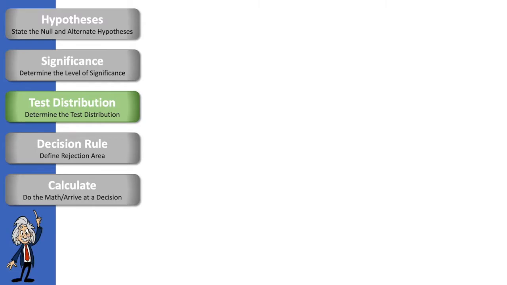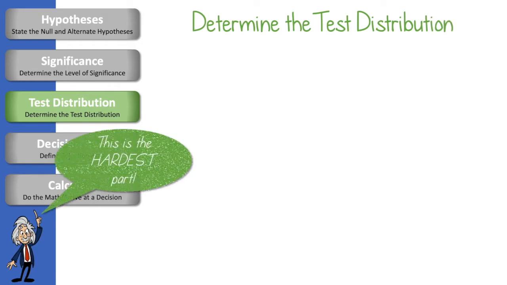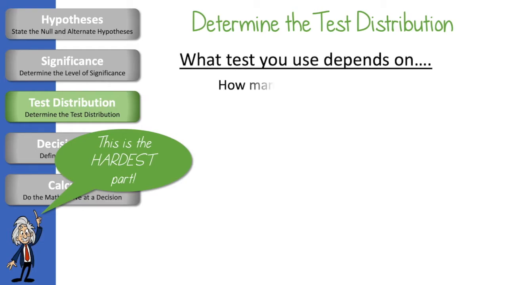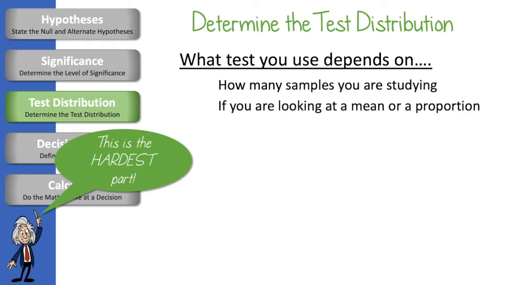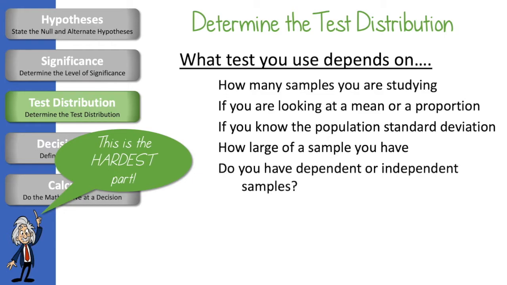On to step 3. Yeah, remember how easy step 2 was? Well, this is the opposite. This is by far the hardest part. And it's a very critical part too, because here's the thing. In order to determine the test distribution, you need to consider so many things, like how many samples you're studying, if you're looking at a mean or a proportion, if you know the population standard deviation, how large of a sample you have, do you have dependent or independent samples?